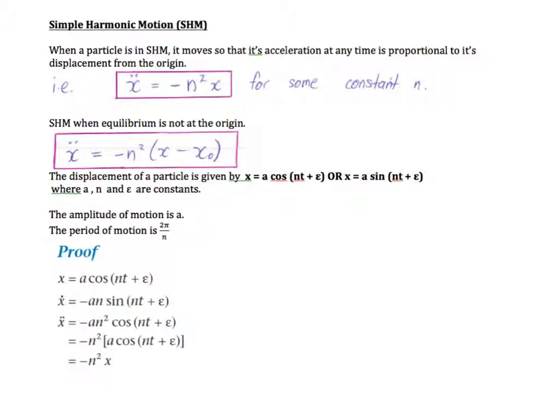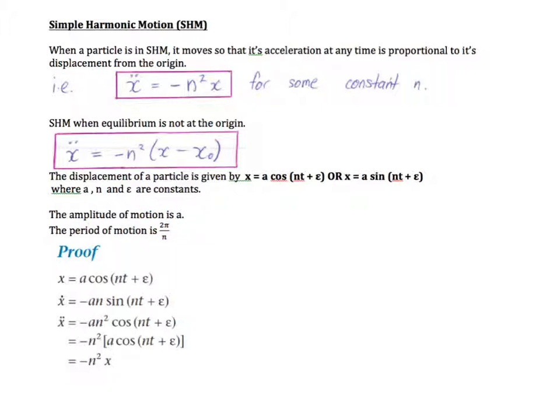So acceleration equals k, which is going to be negative n squared times displacement. When the equilibrium point is not the origin, when it's some other point x0, then this becomes the equation for the acceleration. And then you can say that the displacement of the particle can be given by either this equation or this equation, where a, n, and epsilon are constants. A represents the amplitude, and the period of motion is 2 pi on n, just like in 2 unit.